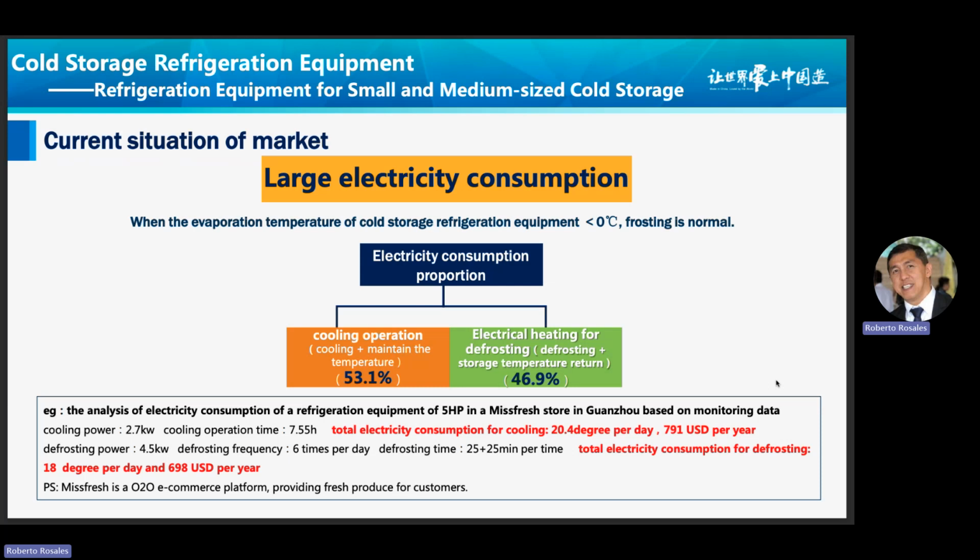When the evaporation temperature of cold storage refrigeration equipment is below 0 degrees C, frosting becomes normal. The electricity consumption proportion for cooling operation, cooling plus maintaining the temperature, will give you almost 53.1%. And electrical heating for defrosting plus storage temperature return is about 46.9%. This analysis is based on a store in Guangzhou under monitored conditions.